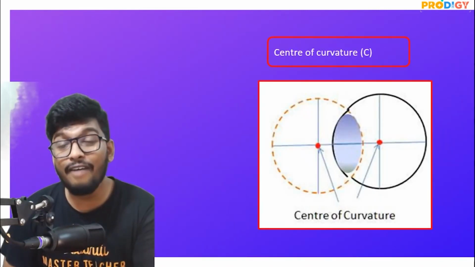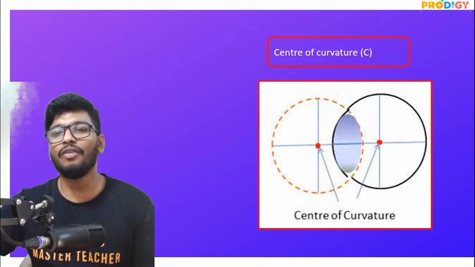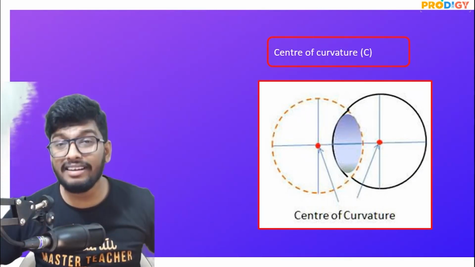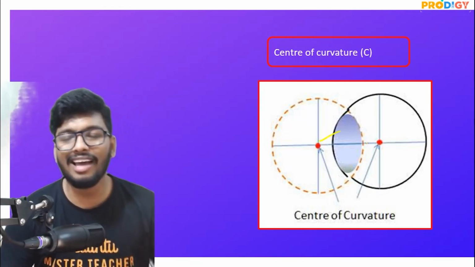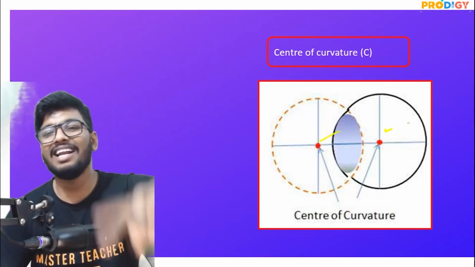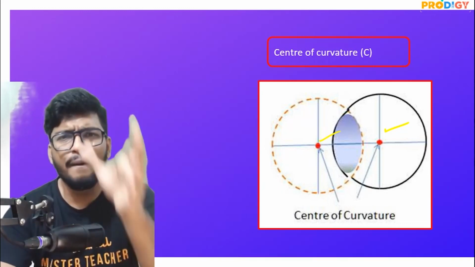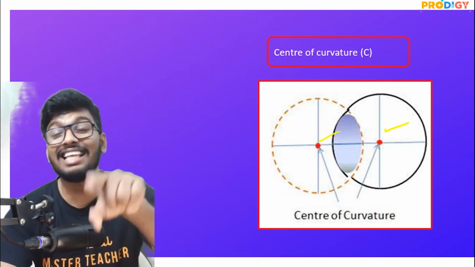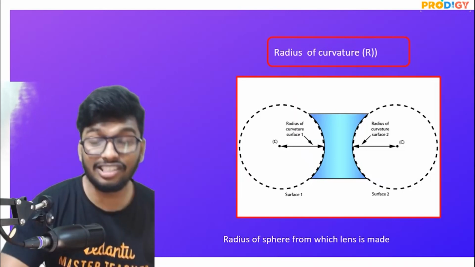A lens will have two centers of curvature, one on the left hand side and one on the right hand side. Because why? This lens is made up of two separate spheres. So you'll have two centers of curvature. One is over here, one lies on the left hand side and one lies behind that particular lens. Be it concave or convex, both of them have two centers of curvature. And since they have two centers of curvature, they also have two radii of curvature as well.